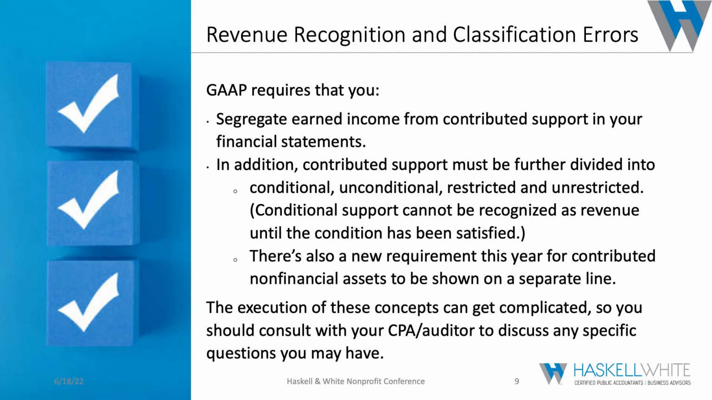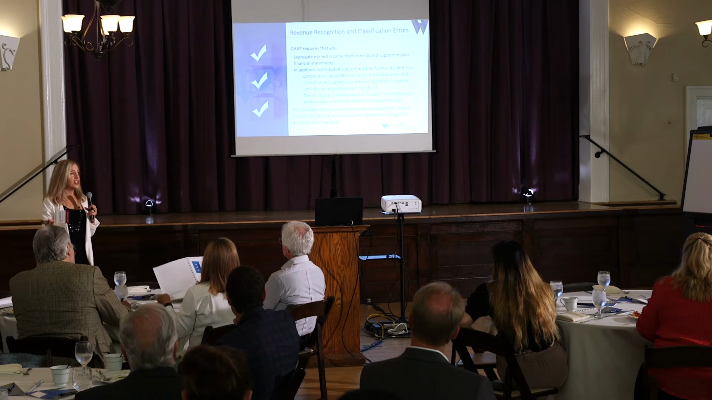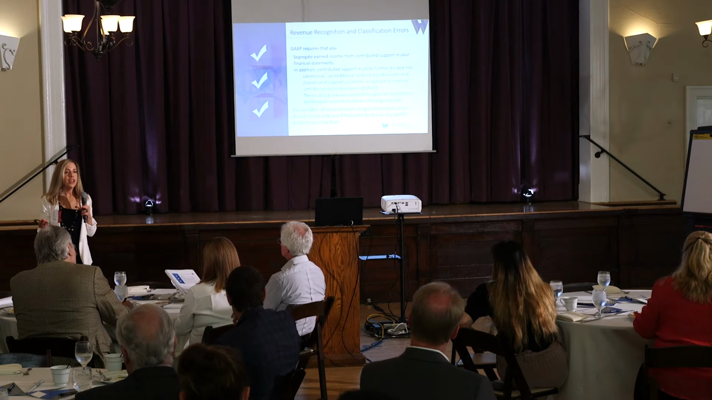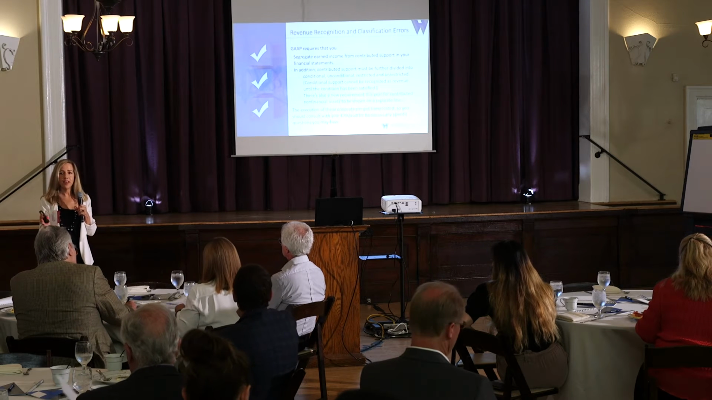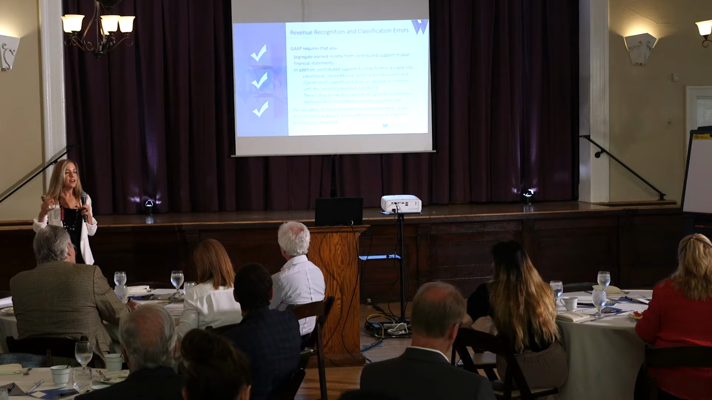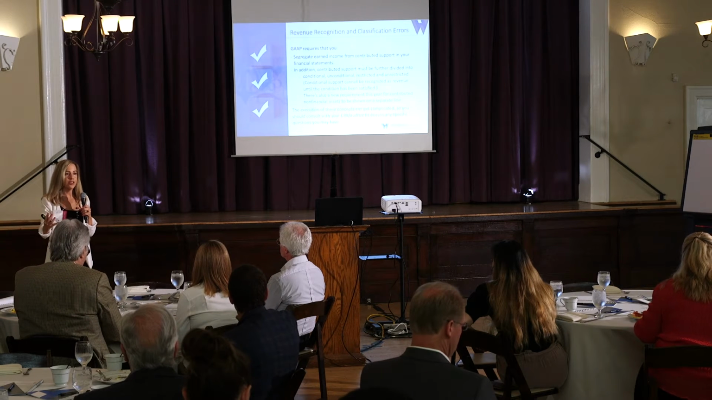Revenue recognition and classification errors. So first off, GAAP requires that we segregate earned income from contributed support. Earned income is what we call exchange transactions. So if you're doing a fee-for-service contract, that's earned income. That's going to be separate than contributed services that people are just giving you with nothing in return.